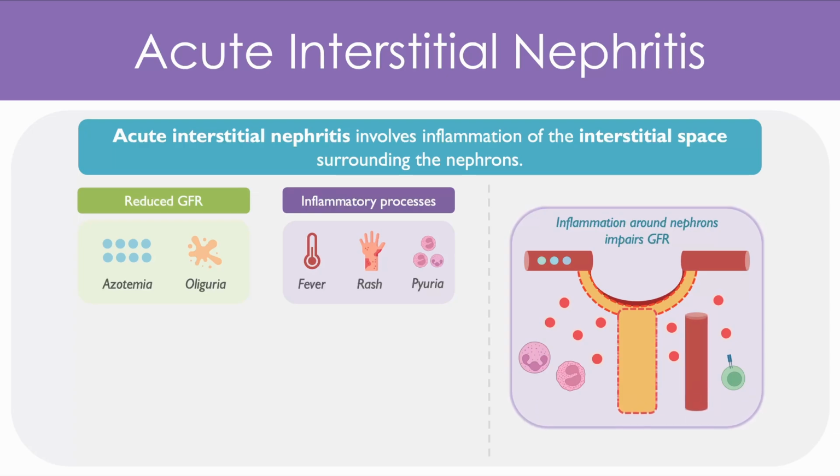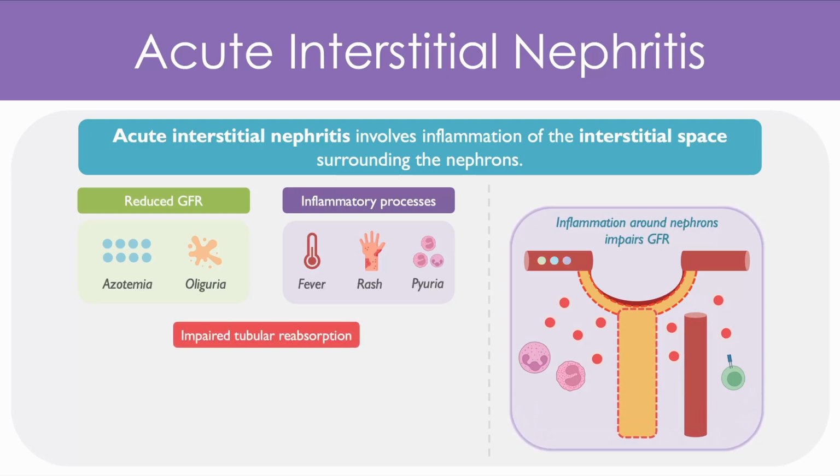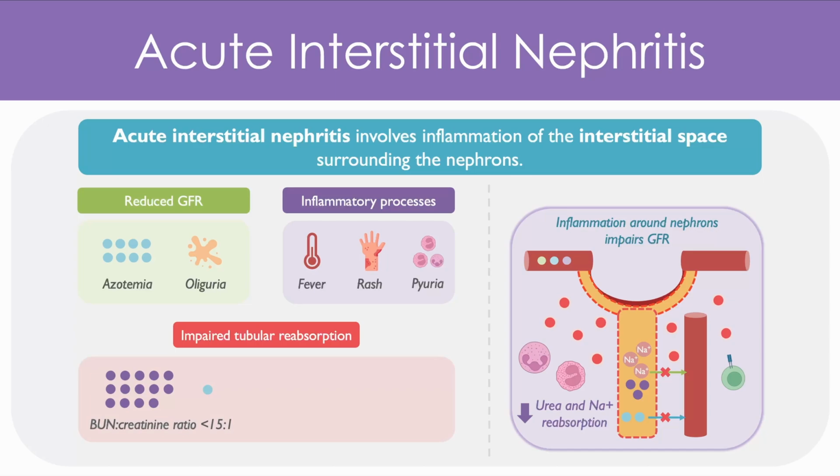In terms of tubular reabsorption, we would get a reduction in the levels of sodium and urea reabsorbed back into the blood, because all of this inflammation basically hinders the normal characteristics of epithelial cells. As per usual, we wouldn't get any creatinine reabsorption, so the net effect of this would be a reduction in the blood urea nitrogen to creatinine ratio of less than 15:1. Because there's less sodium reabsorption, we get a higher level of sodium ions entering the urine, and this is usually greater than 40 milliequivalents per litre.